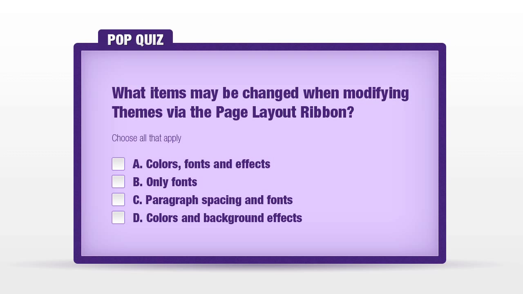It's time for another pop quiz. What items may be changed when modifying themes via the page layout ribbon? A, colors, fonts, and effects. B, only fonts. C, paragraph spacing and fonts. D, colors and background effects.